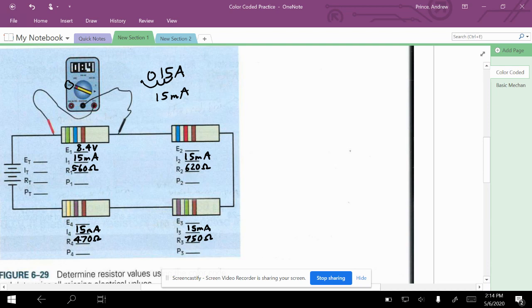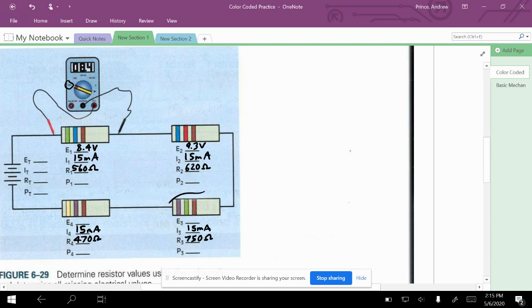Now I have two values in every resistor category, so I can go ahead and figure out what the voltage drops are on those. So if I take the 15 milliamps, which we also showed is the same as 0.015 amps, we can use that and multiply that by the resistance. So for this one, I'm going to just multiply these two values here, and that'll give me my voltage. So 0.015 times 620 ohms gives us 9.3 volts.